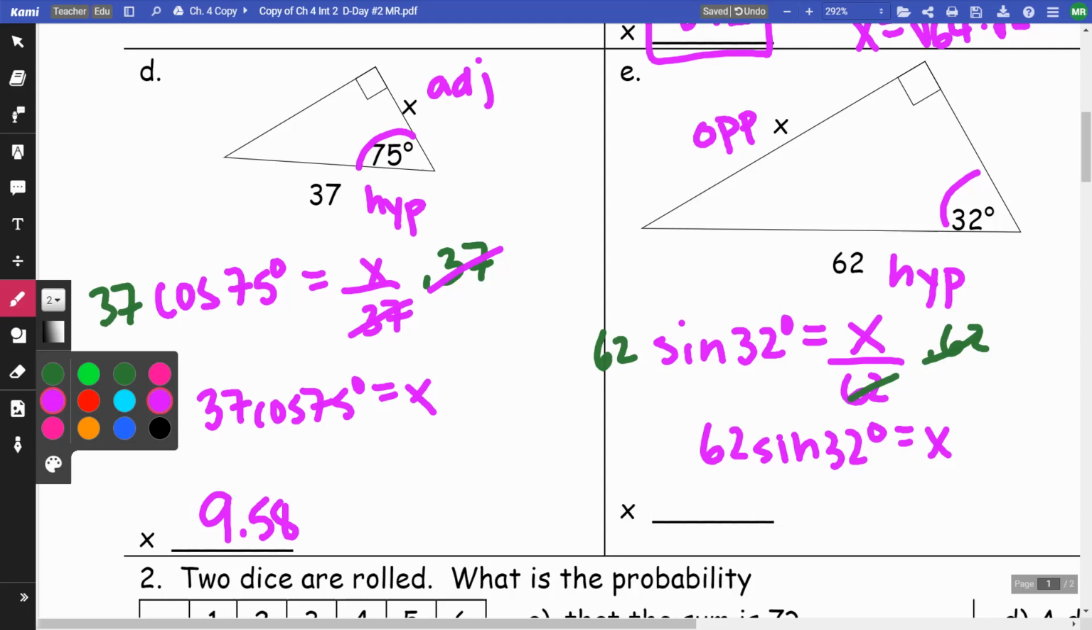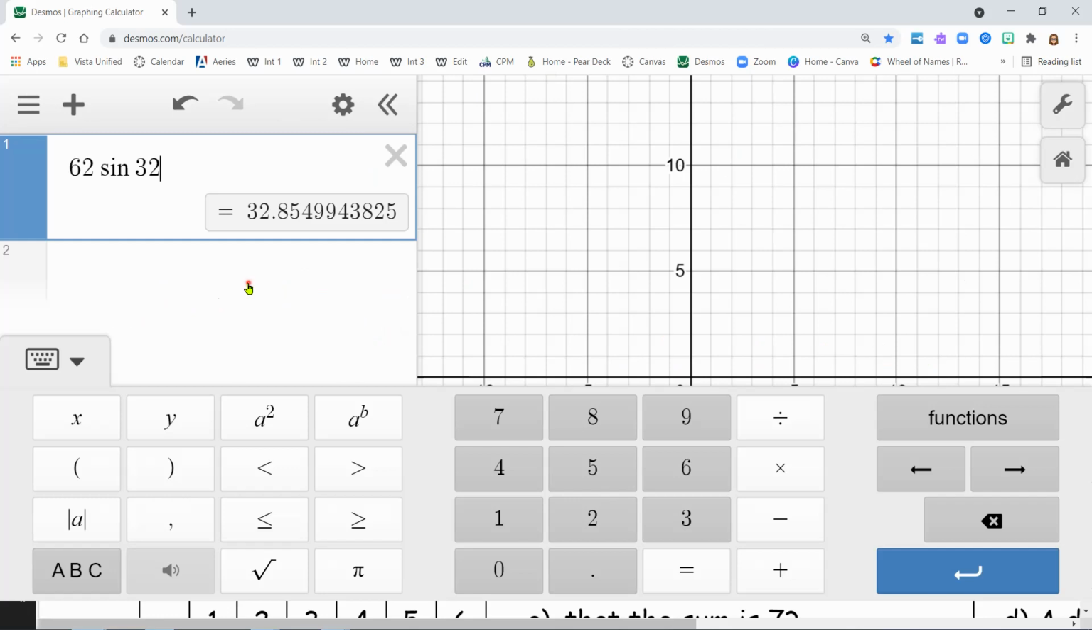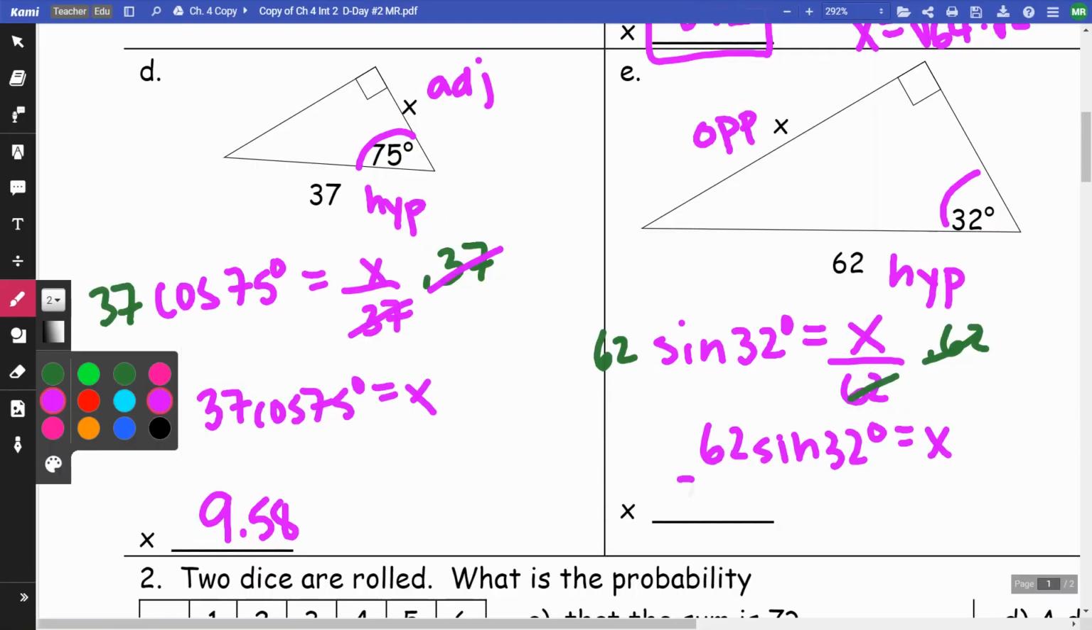So 62 sine of 32. When I put that into my calculator, I get 32.854, so a 32.85.